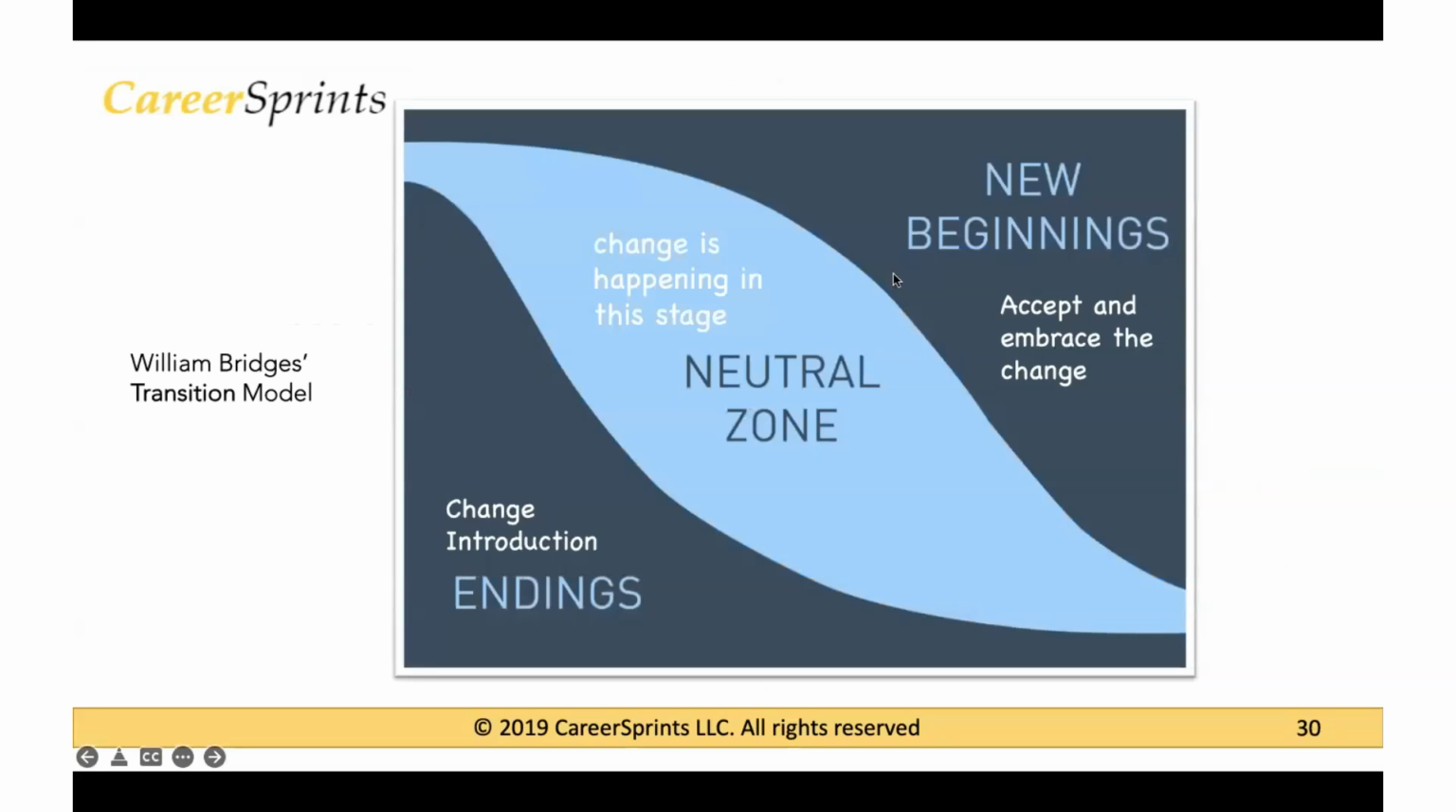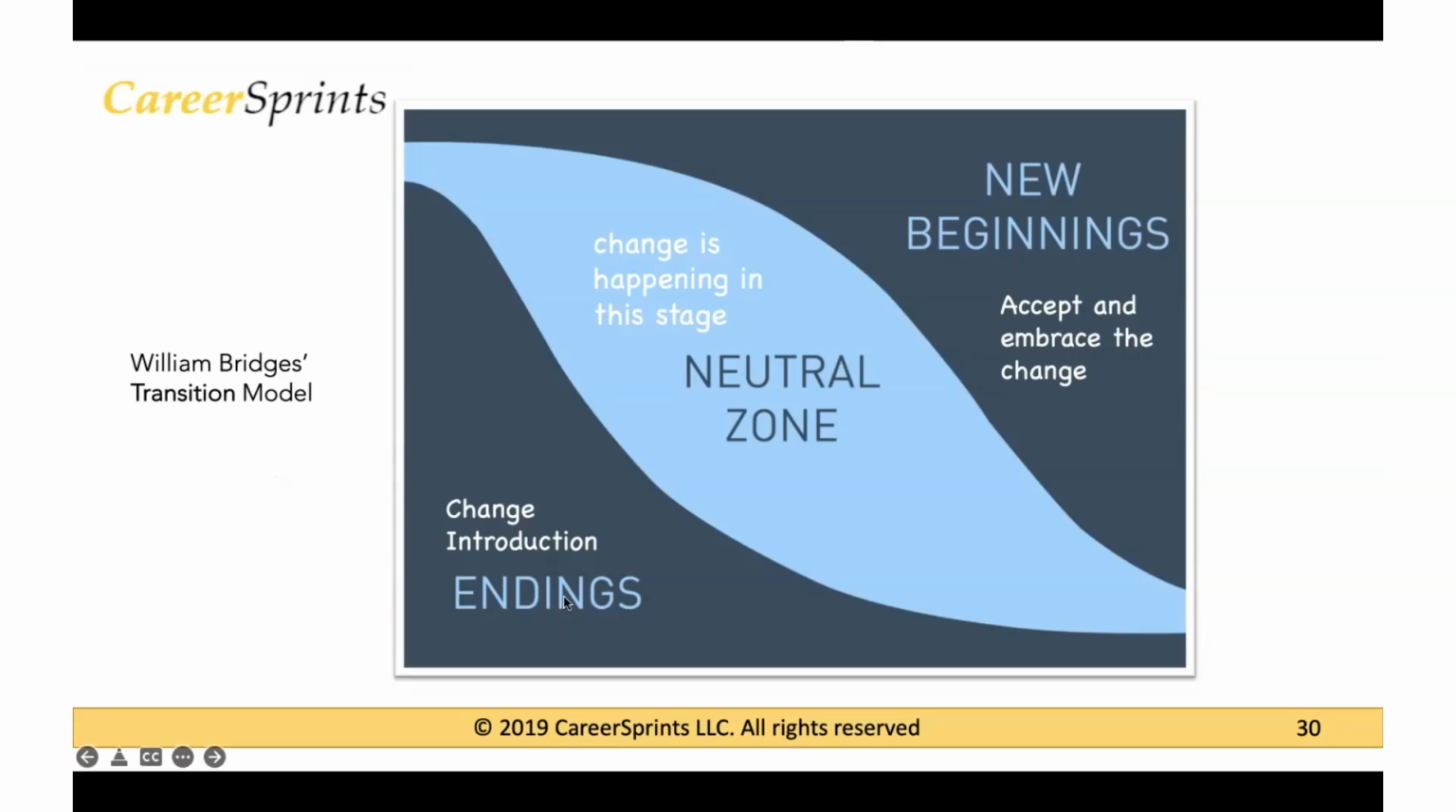Now, the next model that I want to talk about is called the William Bridges transition model. So basically in this model, this is called a transition model because you're trying to transition people from one state to another state. So basically this model has 3 stages. So stage 1 is ending. Stage 2 is the neutral zone. And stage 3 is the new beginning.